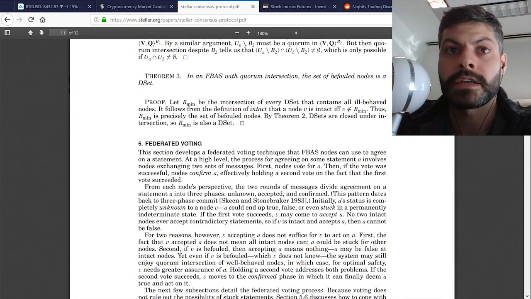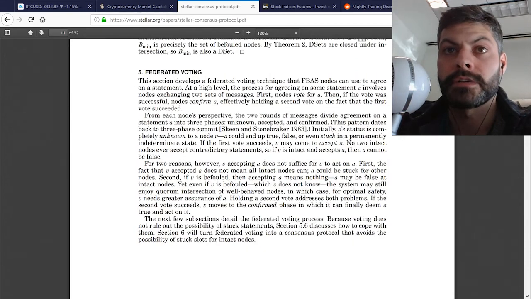Initially, A's status is completely unknown to a node V. A could end up true, false, or even stuck in a permanently indeterminate state. If the first vote succeeds, V may come to accept A. No two intact nodes ever accept contradictory statements, so if V is intact and accepts A, then A cannot be false. For two reasons, however, V accepting A does not suffice for V to act on A.